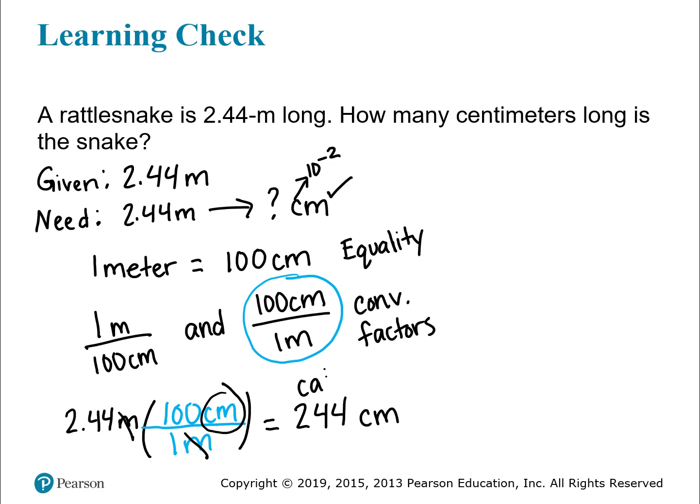Your calculator is going to tell you 244 centimeters. You have to make sure that you're reporting the right number of sig figs. We've only got the one number, which is 2.44 meters, and there's 3 sig figs there. Our answer has 3 sig figs, so we're good to go.